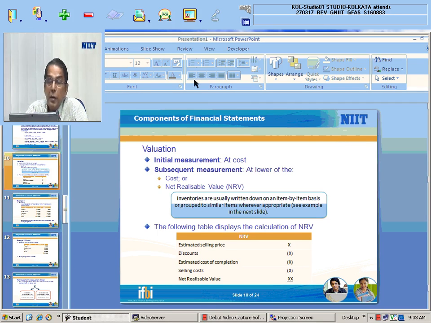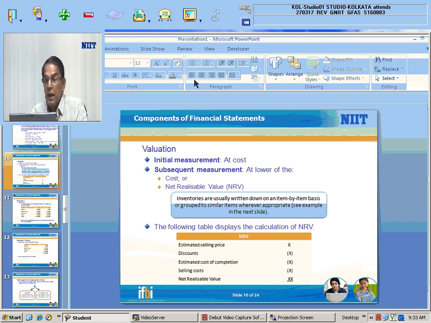So for the first time when you are passing an accounting entry for any item of inventory which has been purchased, it will be done at the cost. So initial measurement will always be at cost. But what happens to subsequent measurement? Supposing at the end of the year, some inventory is left in the business, unsold inventory. At the end of the year, what value do you put to the unsold inventory?